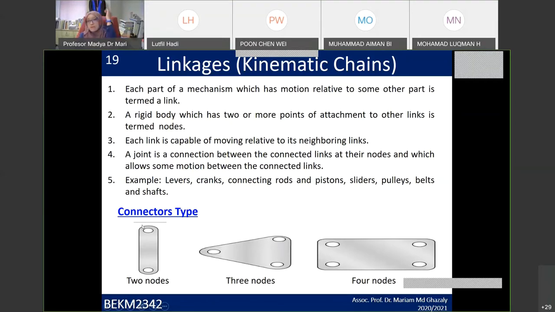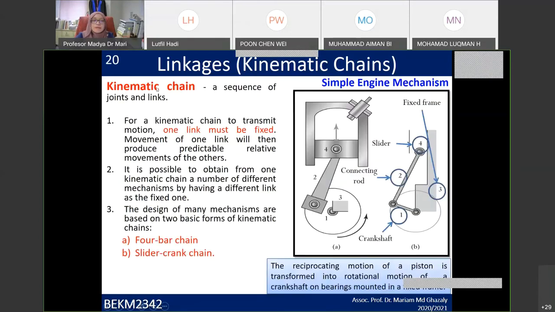So for example, your elbow, if you're going to develop a robotic arm, you have this one link, another link, and you have the joint here. So the joint is the one connecting the links. Examples are lever, crank, connecting rods and pistons, slider, pulley, belts. All of those have links and joints. So a kinematic chain is a sequence of joints and links.